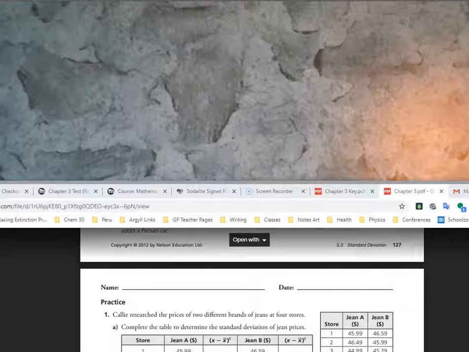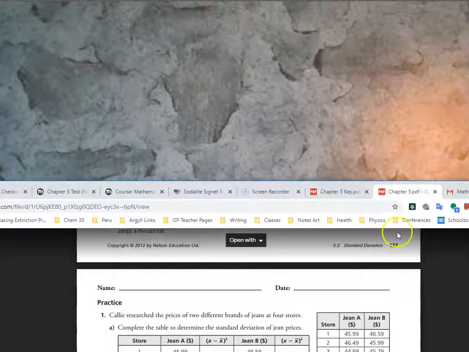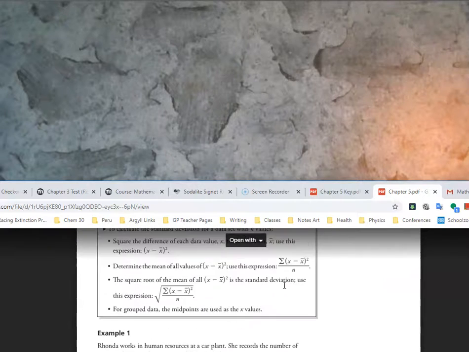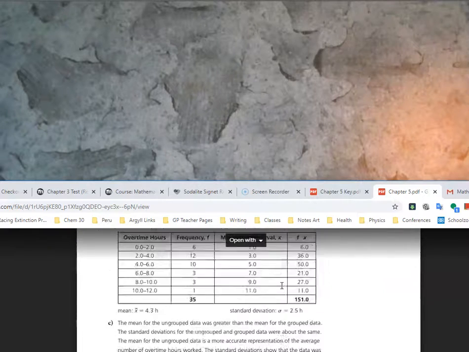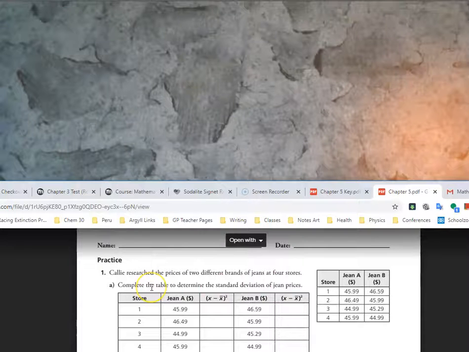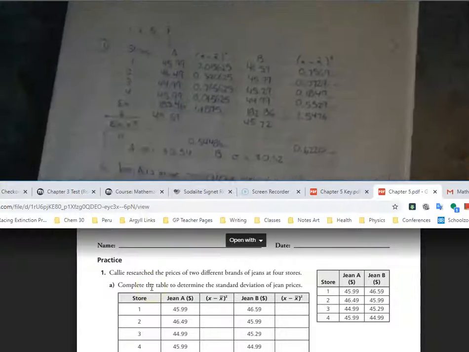All right, so hello again. So we're looking at, let's see, what is this again? 5.2, 5.3 out of the 20-2 workbook. So going through a couple of questions here, starting with number 1.